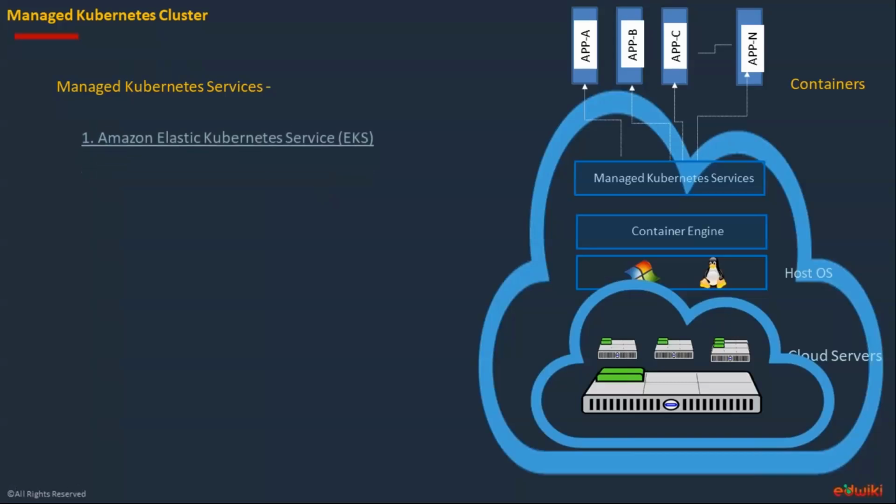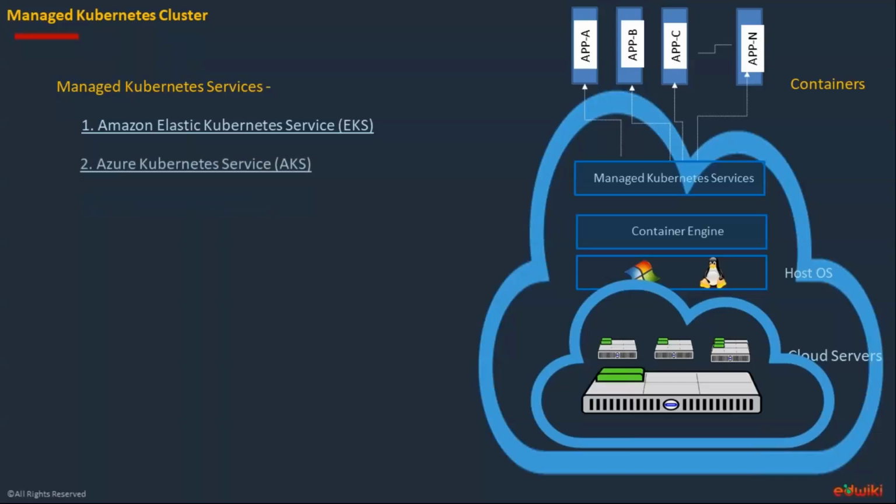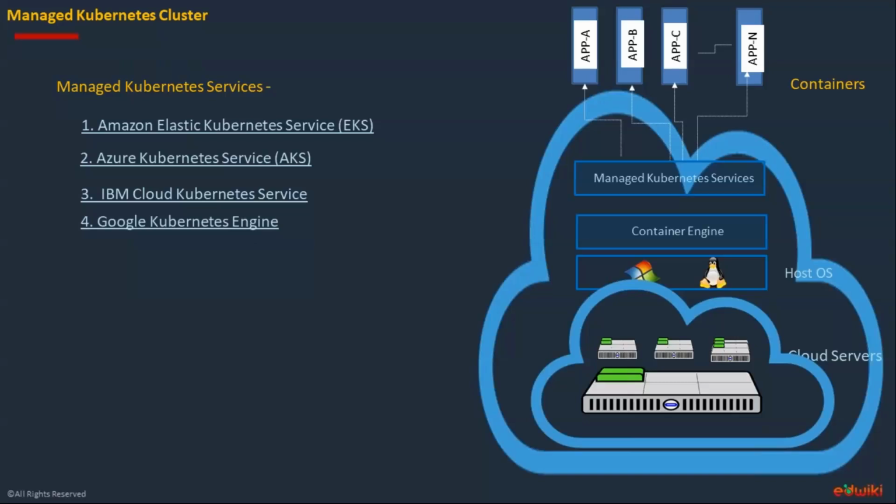So when I say managed Kubernetes services, Amazon offers the managed Kubernetes cluster as the EKS product, which is the Elastic Kubernetes Service product. If you are using the Azure cloud, then Azure offers its own managed cluster. IBM has its own managed Kubernetes services. Google Cloud has its own managed Kubernetes services like GKE.